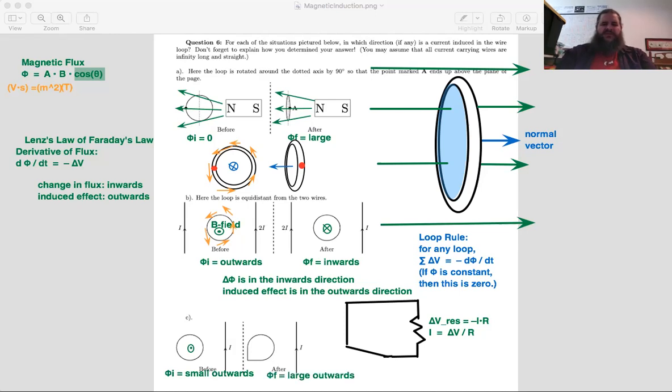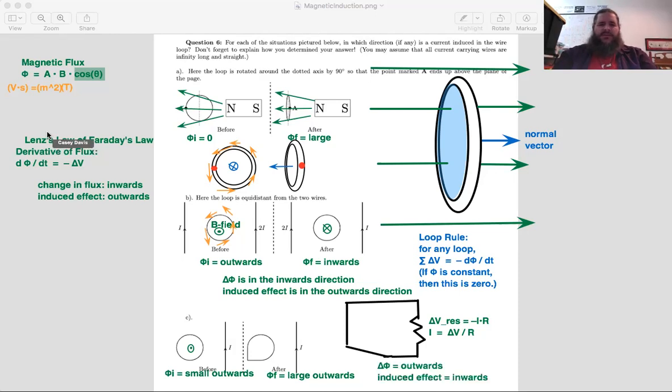So which direction is the change overall? Yeah. Delta flux. Sorry, what was that? Increase and out of the page. Yeah. So we'd say that the delta flux is in the outwards direction. And that means the induced effect, again, has to be opposite to that because of the negative sign in Lenz's law. So the induced effect is inwards.